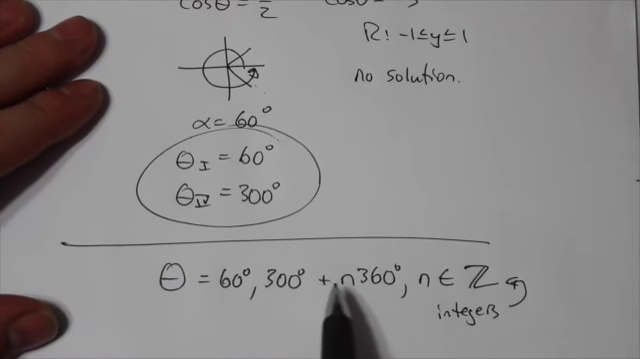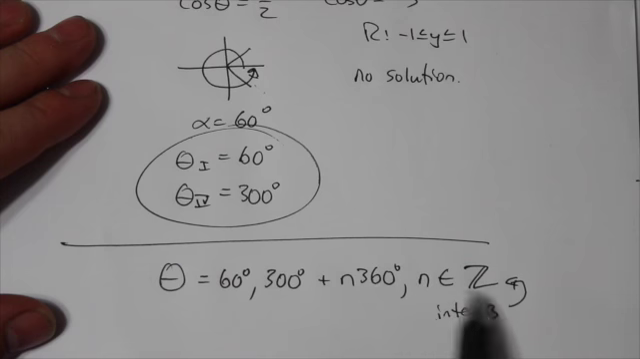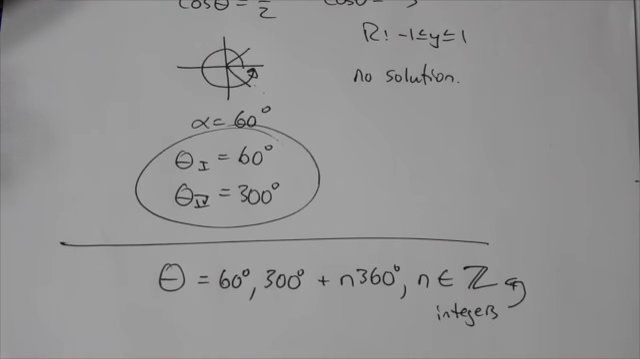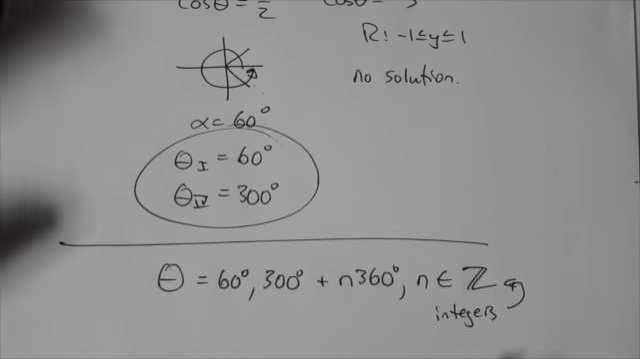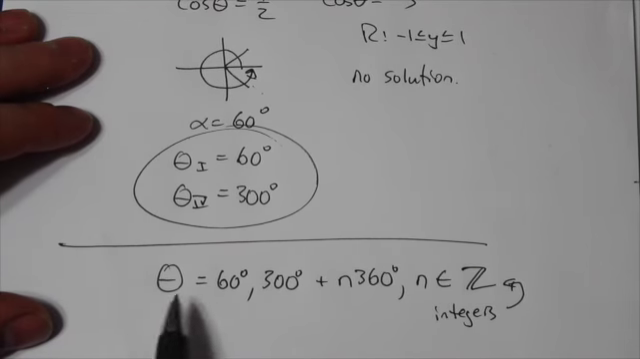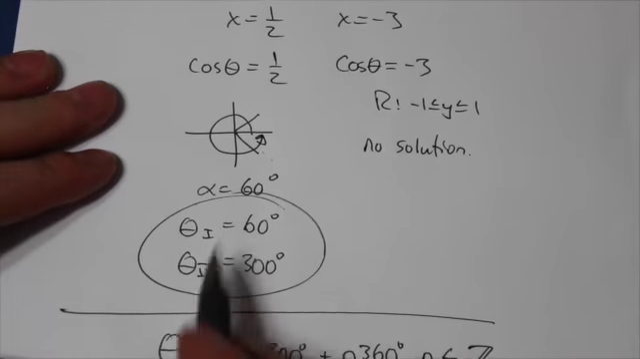And I know that a lot of times people will put a plus or minus right here, but if I'm allowing n to be an integer, well, n can be negative already, so that would be redundant to put in there. Although it's not incorrect, it is just redundant. So there's your general solution and there's your specific solution.